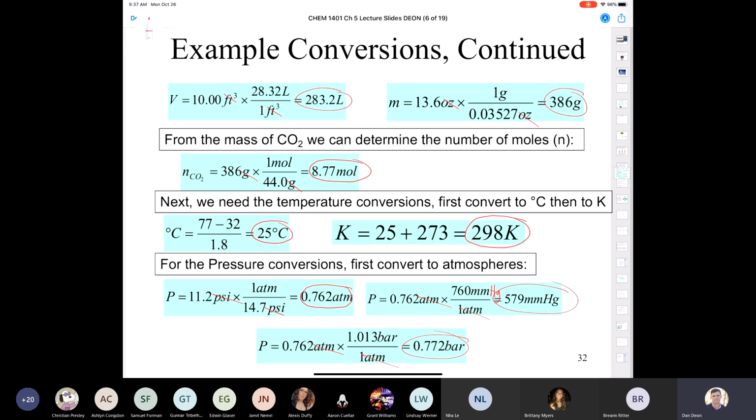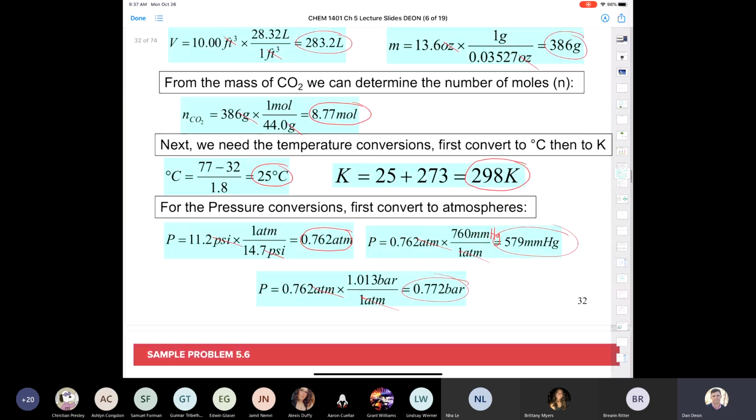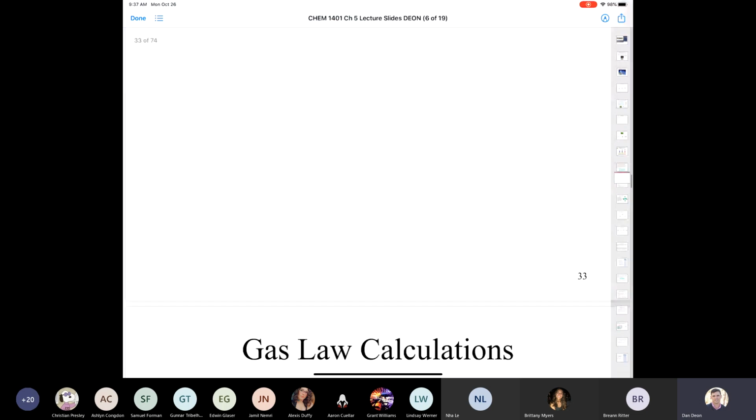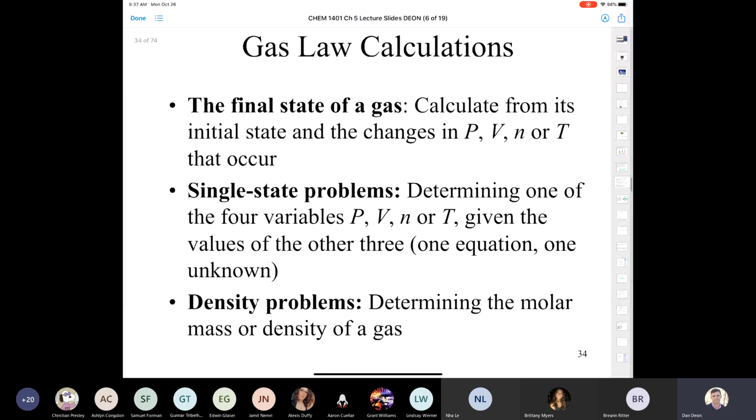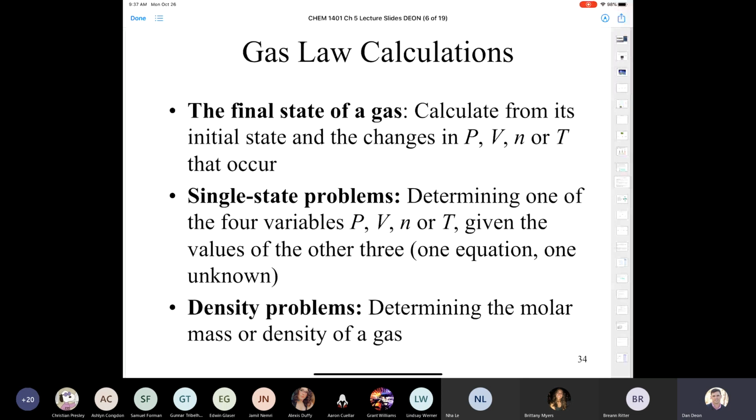And if you think about the gas laws that we've looked at, Boyle's law, Charles' law, Avogadro's law, and then the ideal gas law, thinking about those calculations, I'm going to skip that problem and go right ahead to this slide here. We've got 2 scenarios that we've looked at so far, the first 2 bullet points here: the final state of a gas and the single state problems. The final state of a gas type problems are the kind where we calculate from its initial and final state, and we get the changes in pressure, volume, number of moles, or temperature.